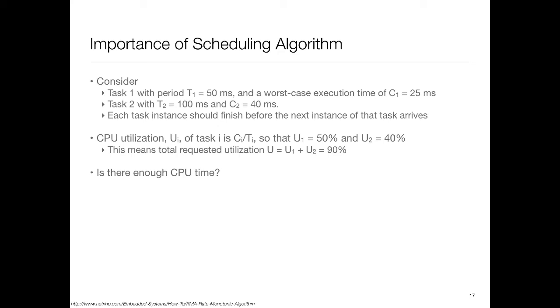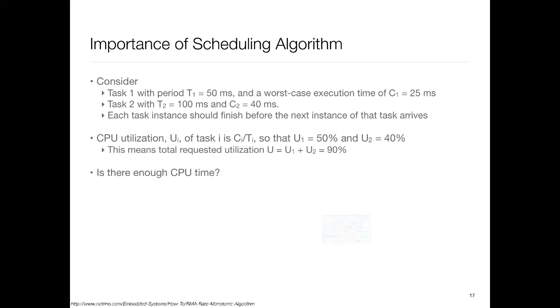So the challenge comes if I also need to meet the deadlines. And remember, our deadline model was that the relative deadline is the same as the period. So whenever I get a copy of task 1, I must finish it within 50 milliseconds, and for this one I have 100 milliseconds to finish.